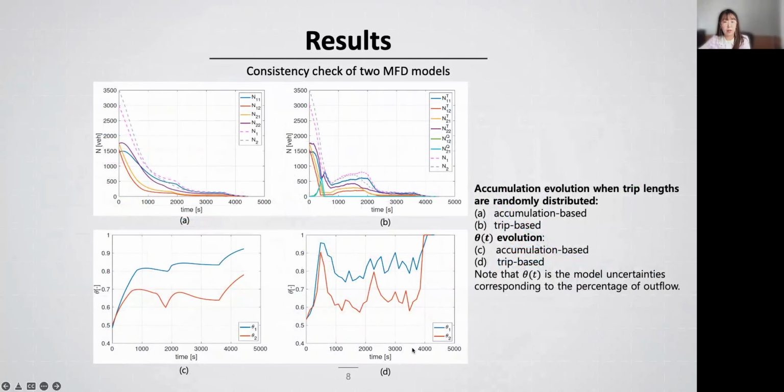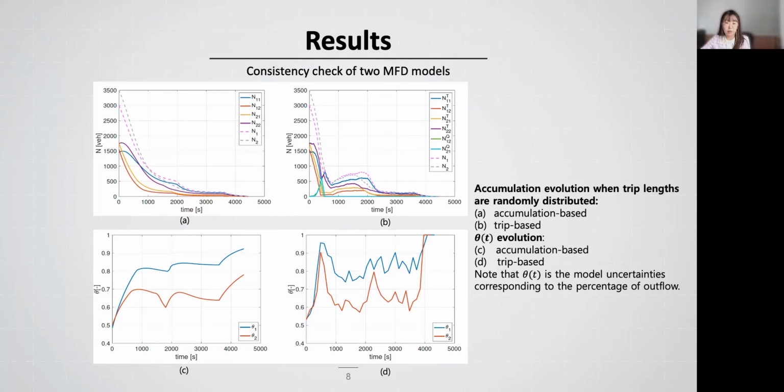Then we apply randomly selected travel lengths. The accumulation evolution of the two models is shown in figures A and B. We can see that when the system reaches steady states, like after 2200 seconds, the two models are consistent. We also compare the uncertain theta parameters, as shown in figures C and D.